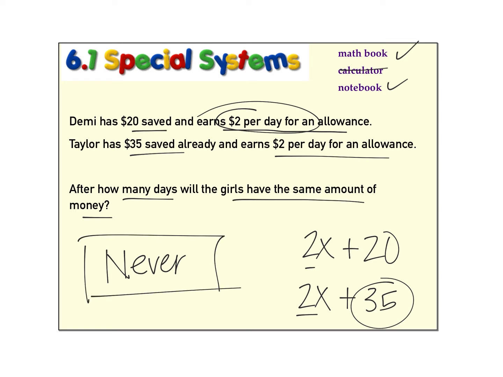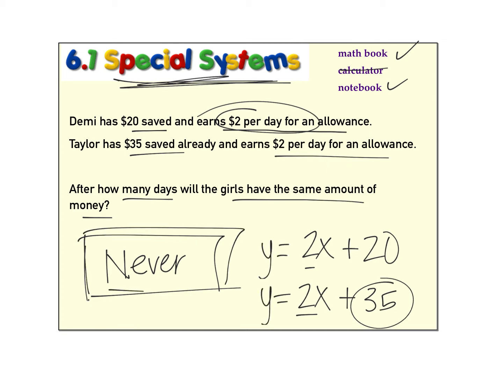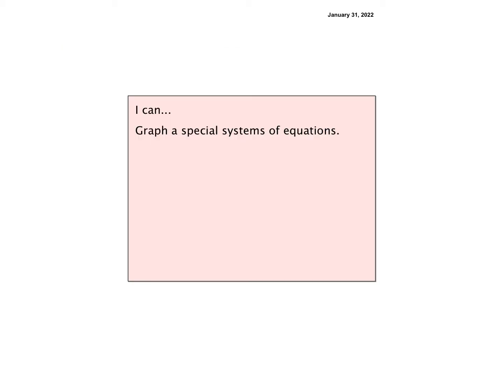So they're earning the exact same amount, and she started with more, so they will never, ever have the same amount of money. Now, today we are going to work with some systems of equations that are kind of special like this. If I graph these two lines, we're going to see what happens on the graph, because we know they're never going to have the same amount of money. So is there a solution to this? Our learning goal for today is that we can graph special systems of equations.